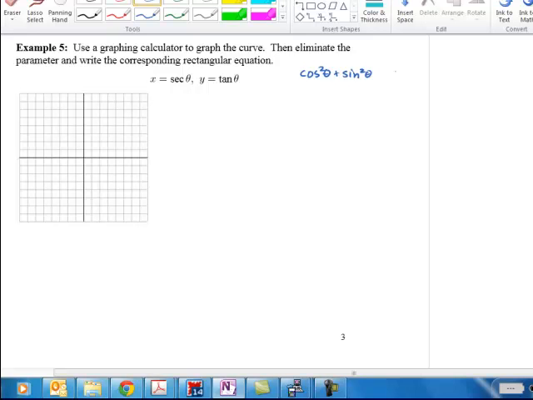Here we want one of the other Pythagorean identities involving tangent and secant. So remember, if we divide all of this by cosine squared, we have 1 plus tangent squared is secant of theta squared. So in this case, that's going to look like 1 plus y squared equals x squared. And if we rearrange that, we've got x squared minus y squared equals 1.